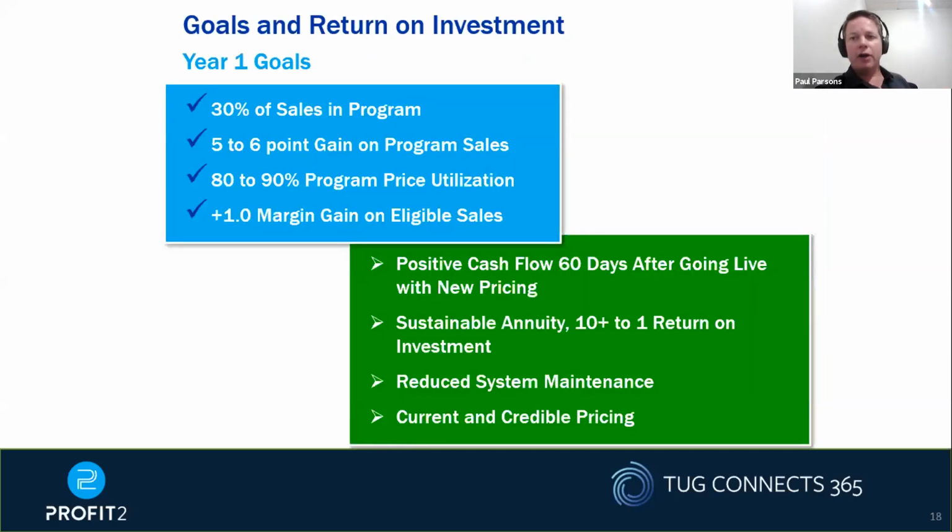We're rounding third, heading for home. So basically, the way the program's set up, we want to affect somewhere in the neighborhood of 30% of sales, get a 5 to 6 point gain on program sales with 80 to 90% program utilization. We want positive cash flow within 60 days after going live with new pricing. That means we're paying for the entire project within 2 months. And we want a sustainable annuity with reduced system maintenance, current incredible pricing.